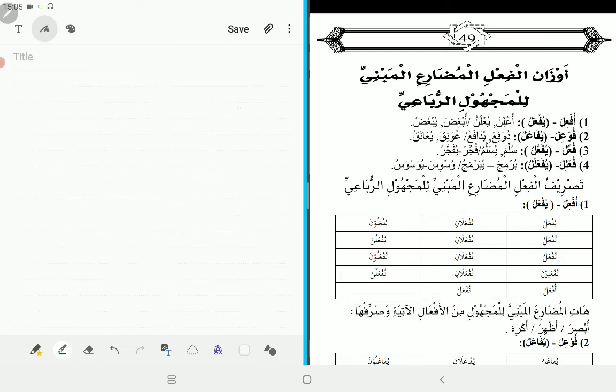So, we took fa'ala, for example. This is in the active voice, fa'ala. It becomes, in the passive voice, fu'ila. So he did, it was done. He did, fa'ala, fu'ila, it was done. In the present tense you will say, yaf'alu. He is doing. And for the present tense here, we will say, yuf'alu.